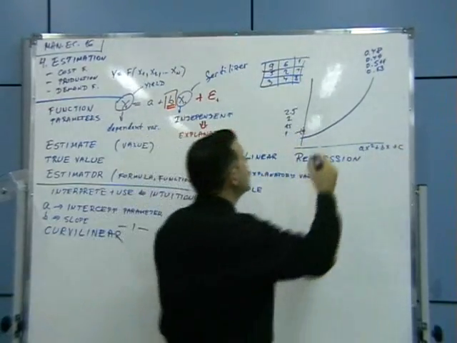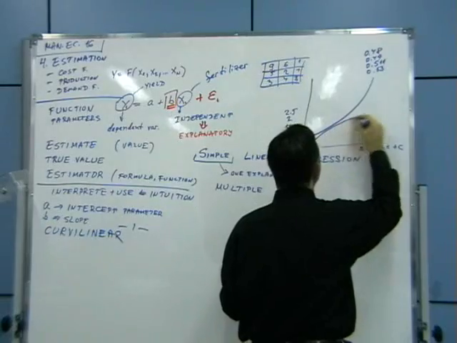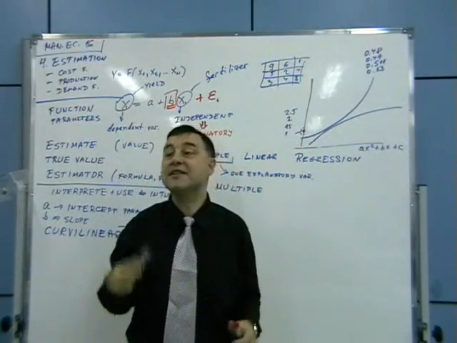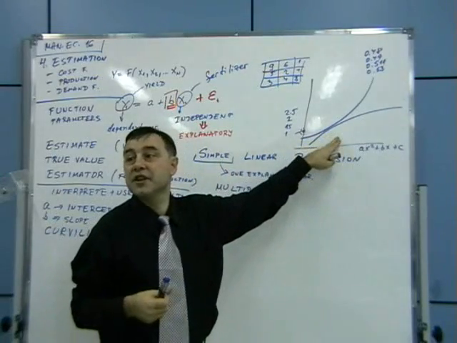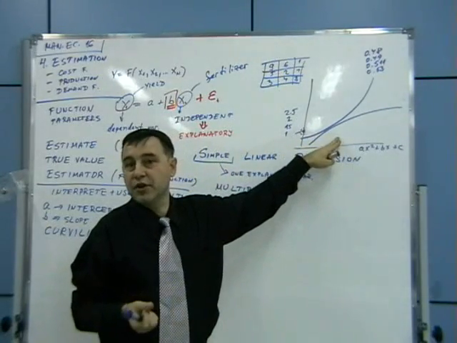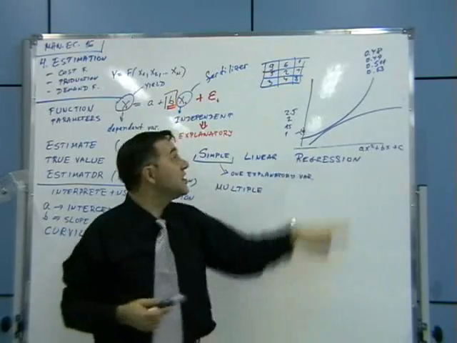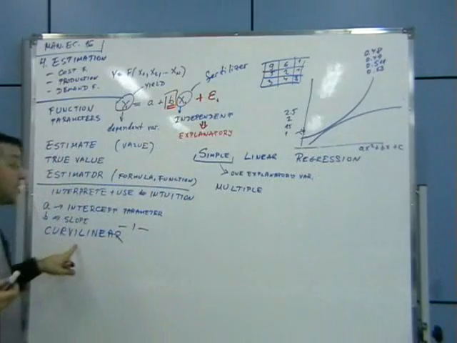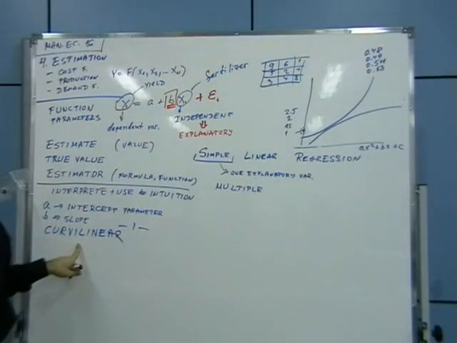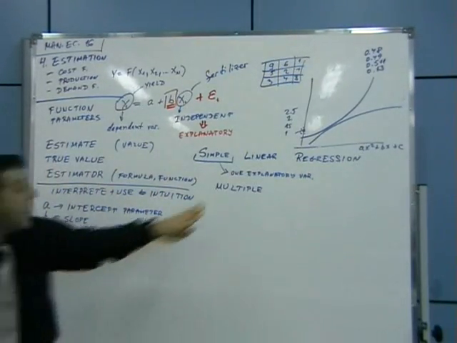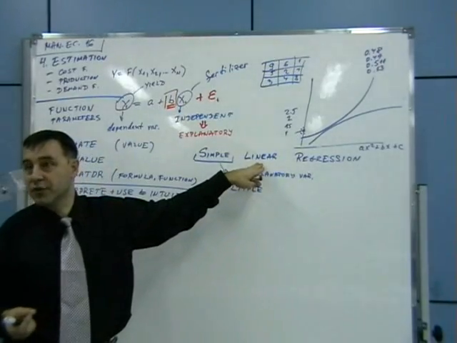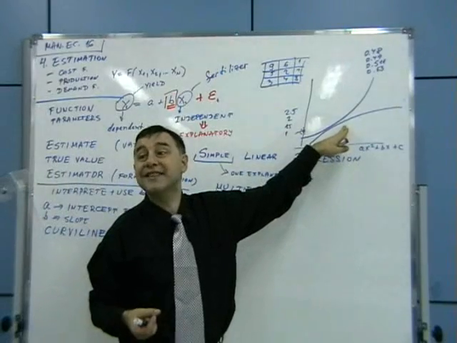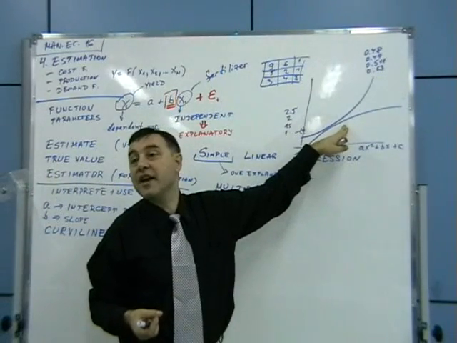The curve could be logarithmic, okay? It could be exponential. It simply means that the function is non-linear. And when it is non-linear, it is drawn as a curve, and we call it curvilinear or simply non-linear.